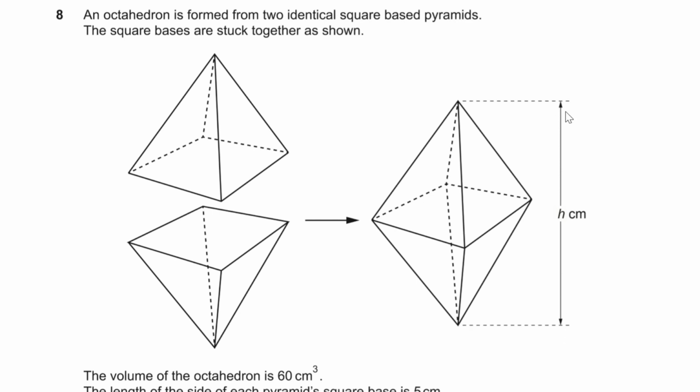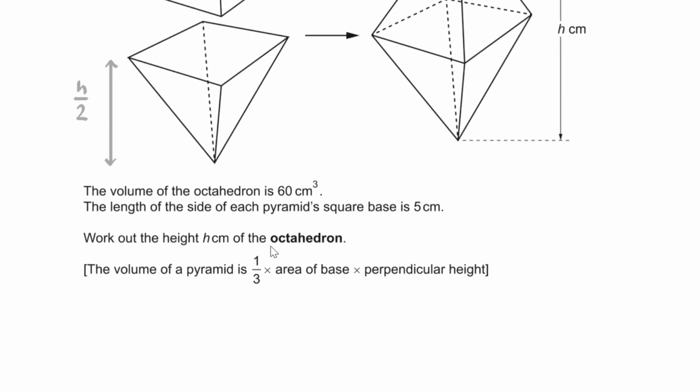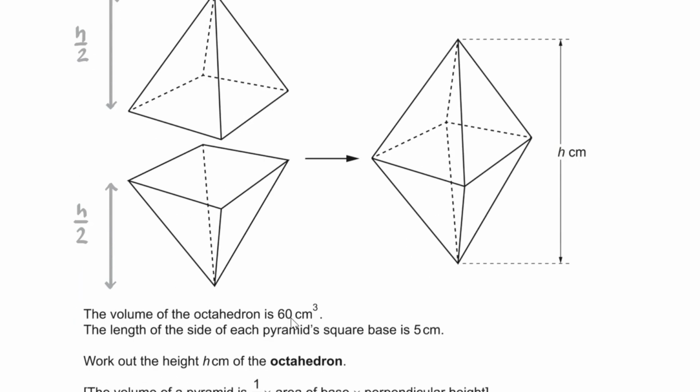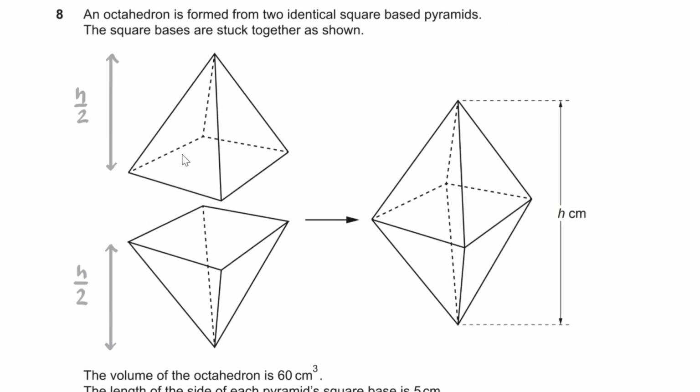Well, if the total height over here is h, that means that the heights here will be h over 2, because h over 2 plus h over 2 gives us h as we see here. So what we need to do is find out what h is. Now, the volume of the octahedron is 60 centimeters cubed. So that means the volume of this and the volume of this added together gives us 60, so each volume is equal to 30. So we've got 30 centimeters cubed here and 30 centimeters cubed here.